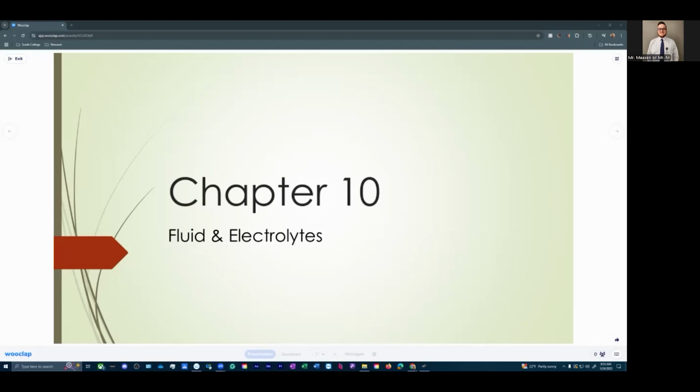We're starting off with Chapter 10, Fluid and Electrolytes. This is a tough kind of subject to start off with, but really important. You've got to bring in your knowledge of A&P and patho, roll that together, and also include the nursing-specific stuff. That's the goal of adult health, to start getting the understanding of that. So, first off, fluid and electrolytes.